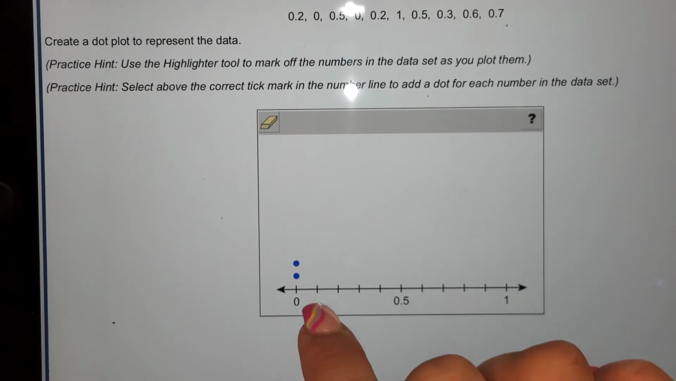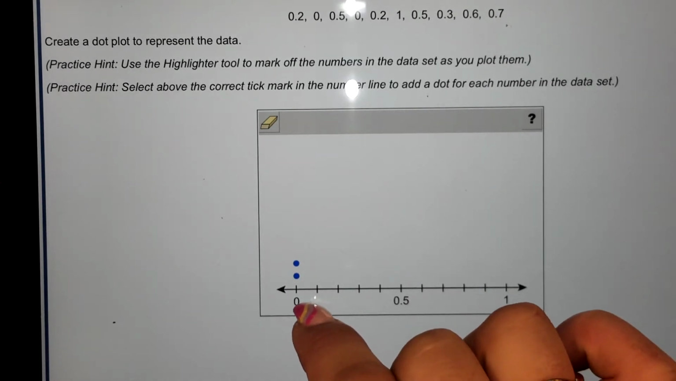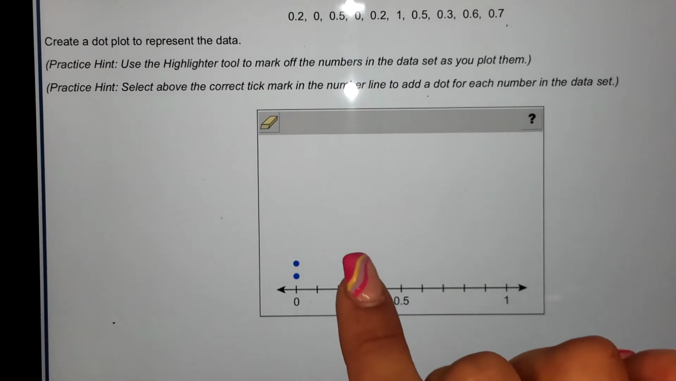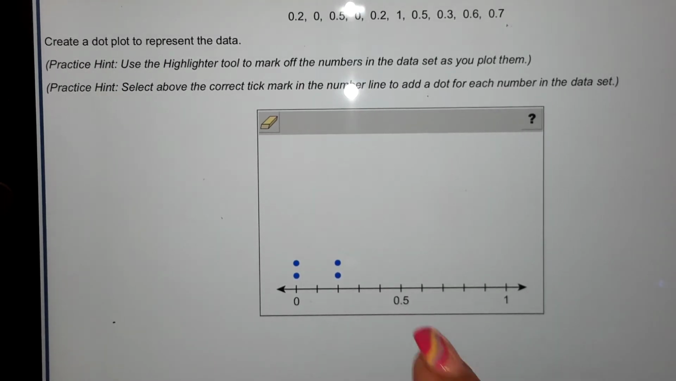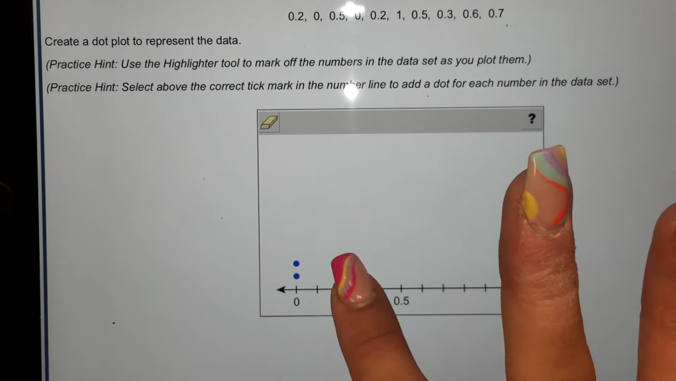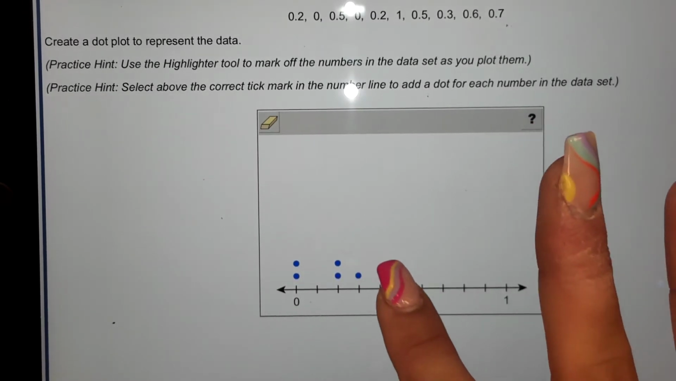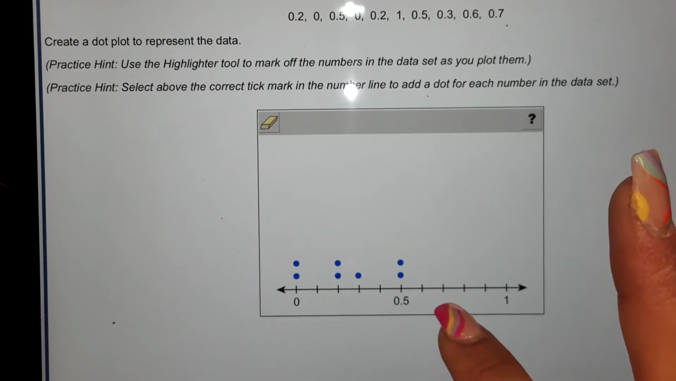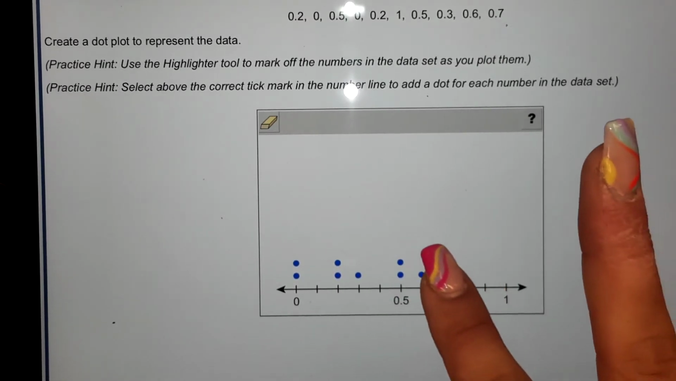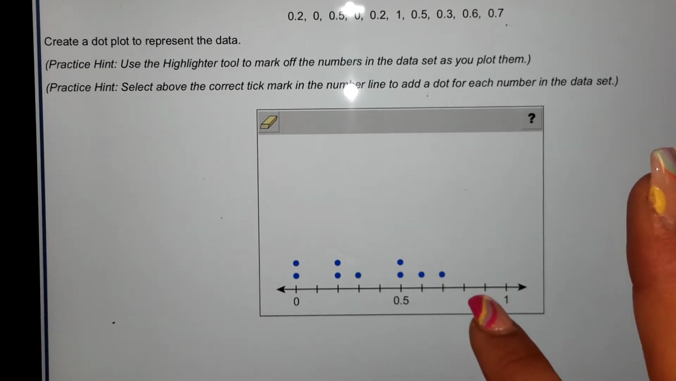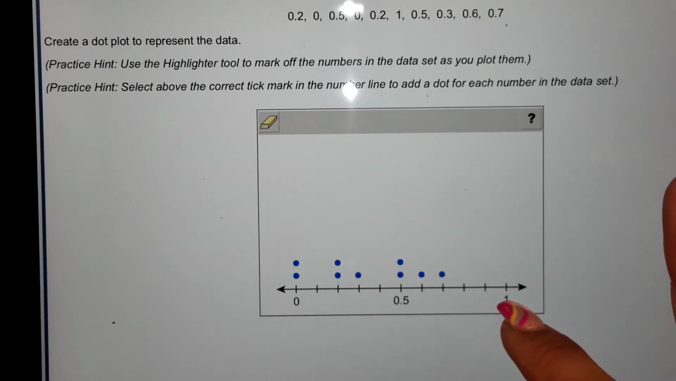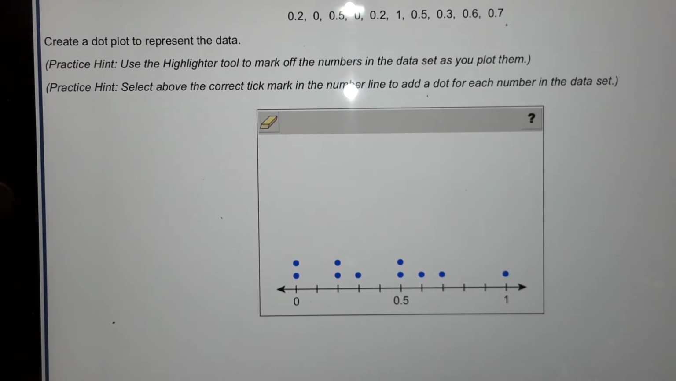You just tap it. Any on 0.1? Any on 0.2? How many? 2. Any on 0.3? Yes. How many? 1. How many on 0.4? None. How many on 0.5? 2. How many on 0.6? 1. How many on 0.7? 1. How many on 0.8? None. How many on 0.9? None. How many on 1? 1. That is what it should look like. No extra dots, no missing dots, because then you get the whole thing wrong. Any questions on that one?